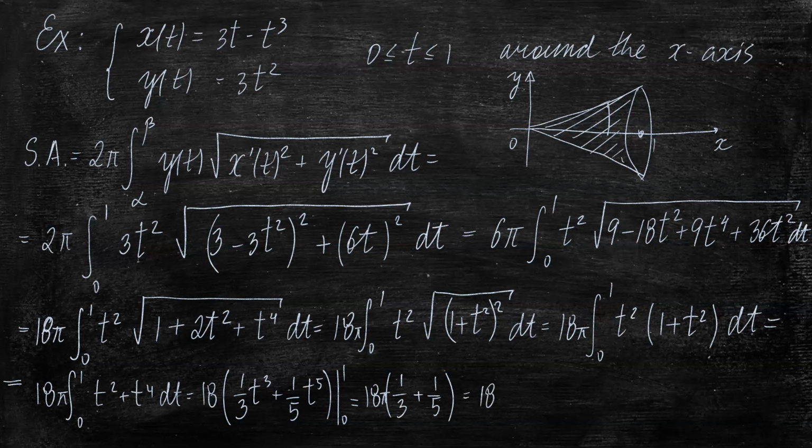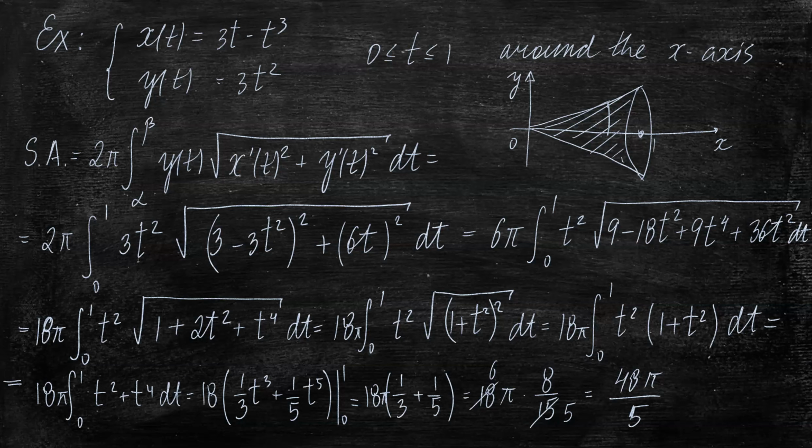So adding two fractions gives us 8/15, and we can simplify it a little further by reducing everything by 3. So this is 6, this is 5, so we get 48 pi over 5. And this is what the surface area equals to of the solid obtained by revolving a given parametric curve around the x-axis.